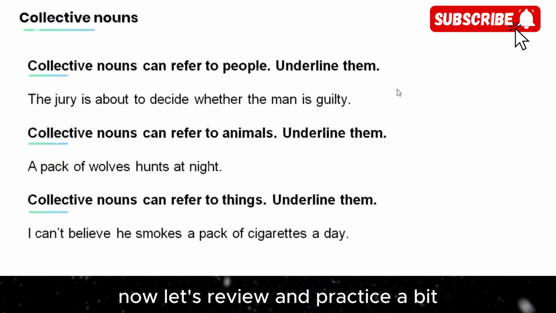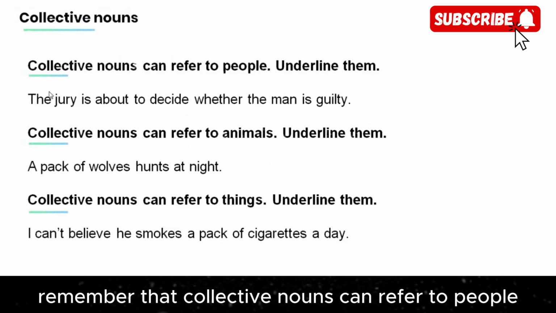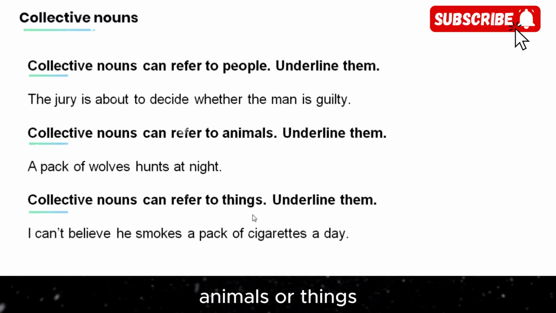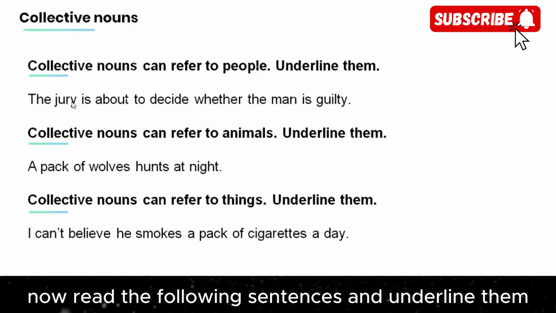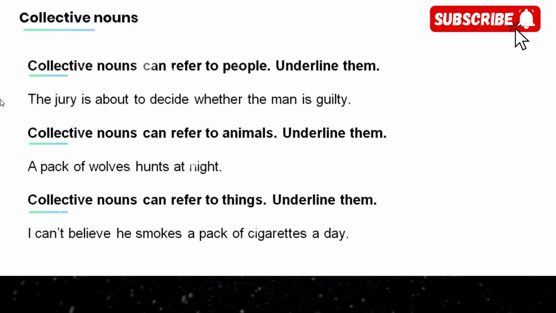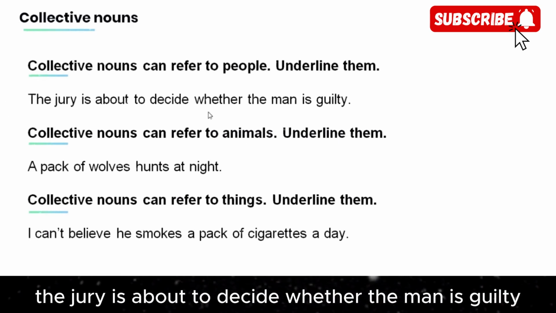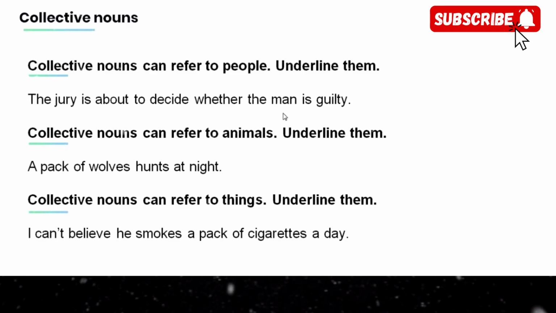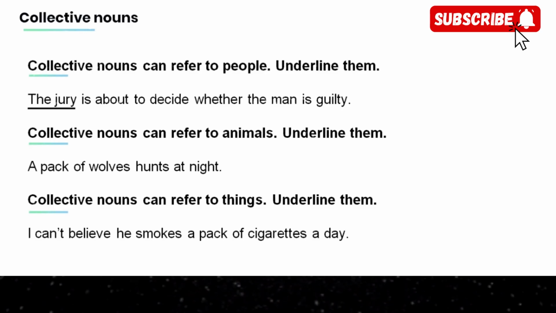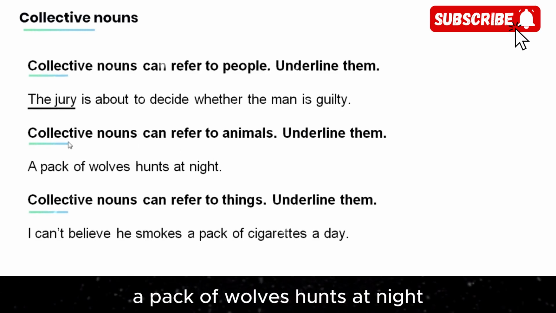Now let's review and practice a bit. Remember that collective nouns can refer to people, animals, or things. Now read the following sentences and underline them. The jury is about to decide whether the man is guilty. The jury. A pack of wolves hunts at night.